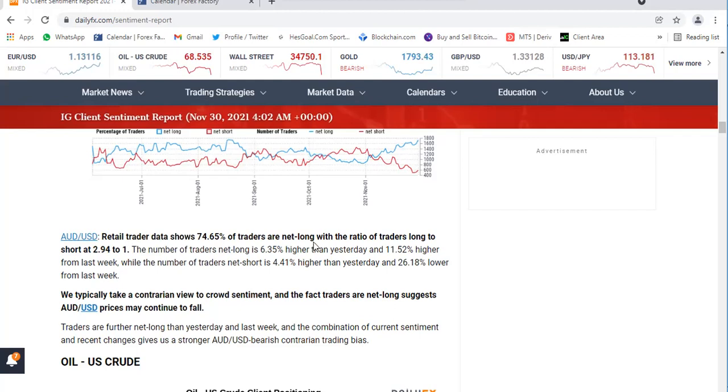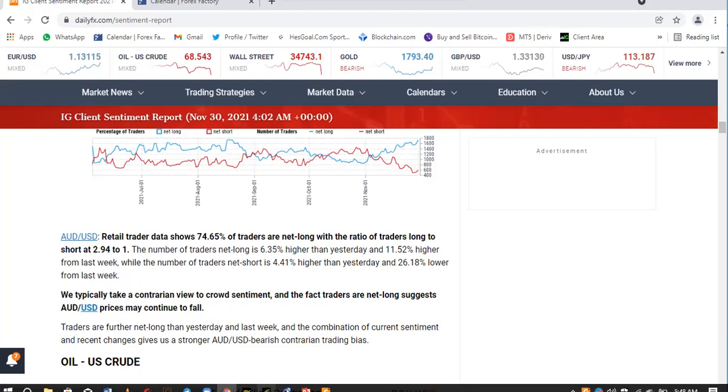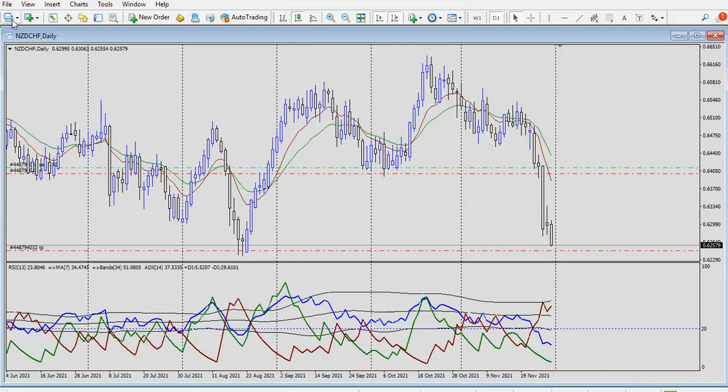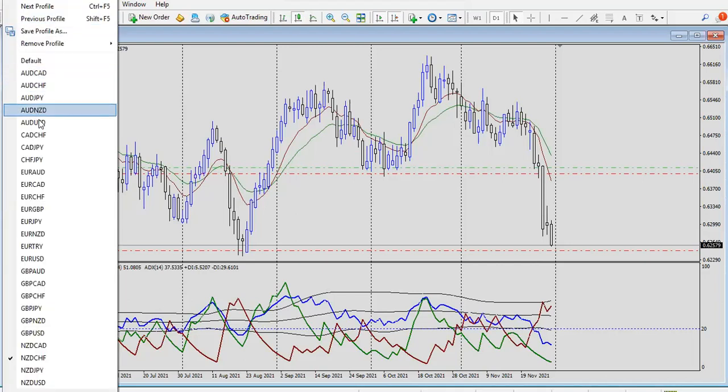So what happens after all that? It simply means you can take a contrarian view to the crowd sentiment. These hogs and sheep who are getting slaughtered, who don't know anything about the market. And the fact that traders are net long suggests that AUD/USD prices may continue to fall. And actually, if you go to AUD/USD, that is what is happening.